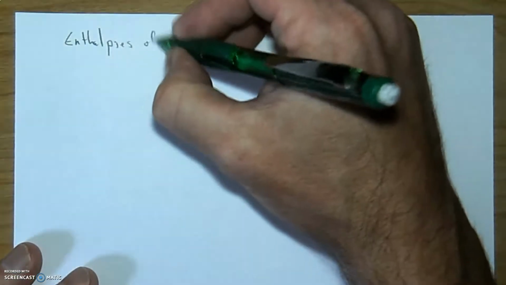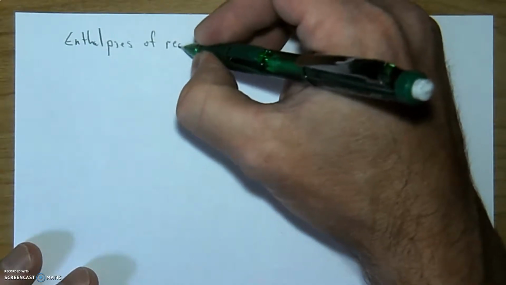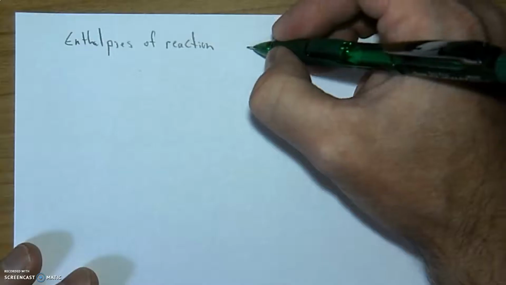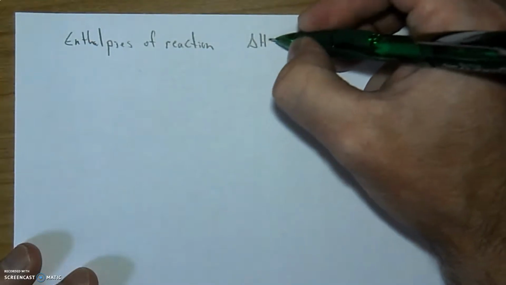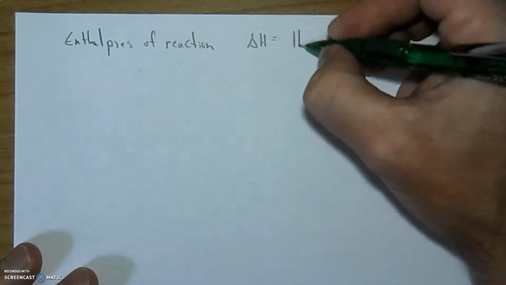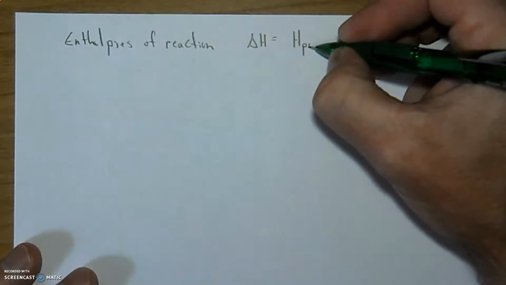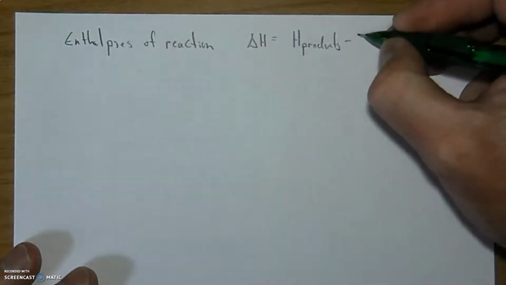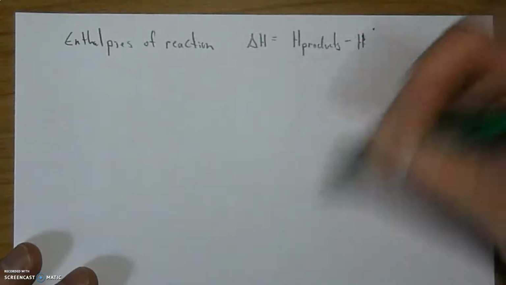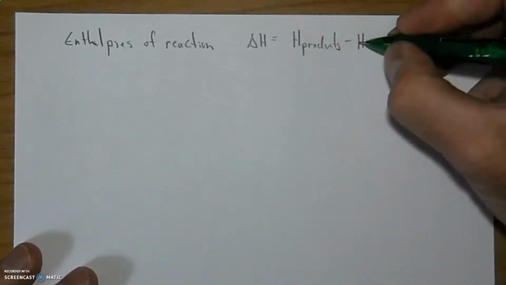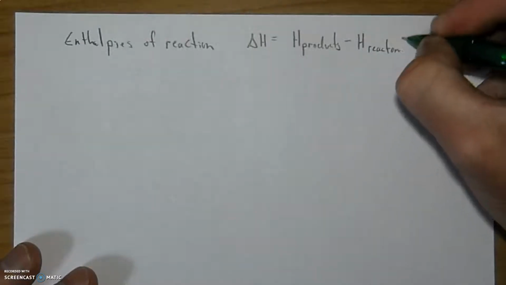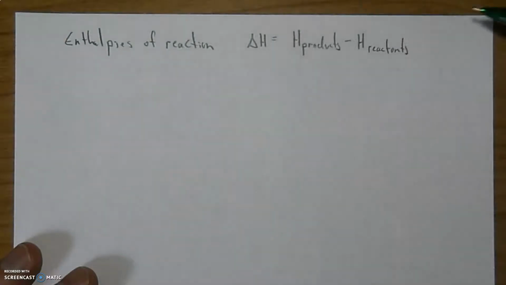and we'll talk about enthalpies of reaction. So the energy that is gained or lost during a chemical reaction. And we simply refer to that as delta H is equal to the H of the products. So what did you end up with in comparison to the H, or the enthalpies, of the reactants? That's where we're going to focus.